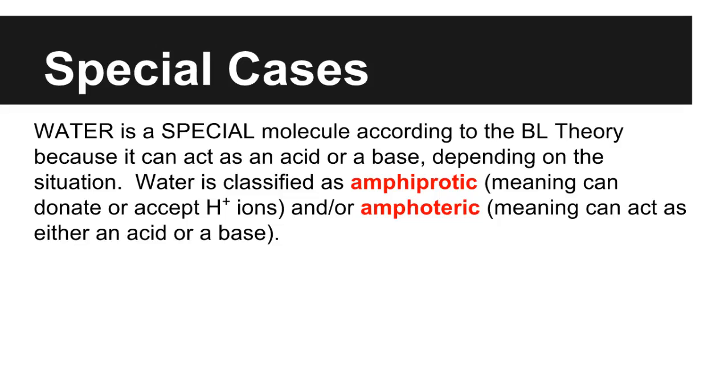Water is a special molecule according to the Bronsted-Lowry theory because it can act as both an acid or a base depending on the situation. We often use the terms for water and classify it as either amphiprotic, meaning that it can donate or accept protons, or we use amphoteric, meaning that it can act as either an acid or a base.